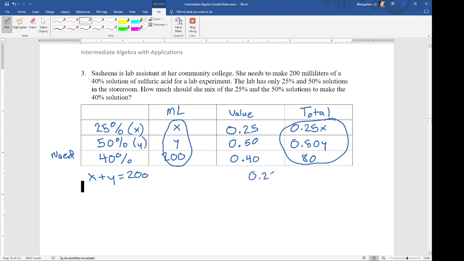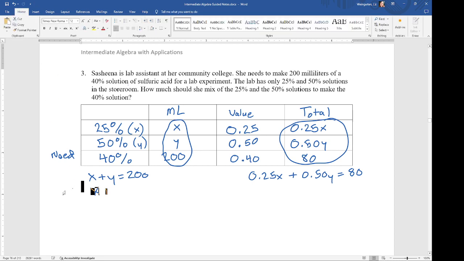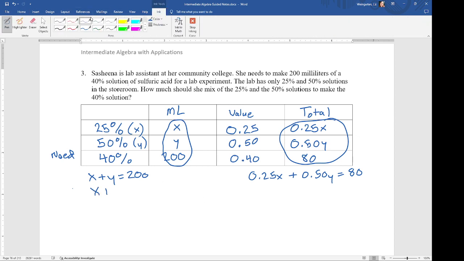0.25x plus 0.50y is equal to 80. I'm going to use substitution. I'm going to solve for x over here. Give me a minute. My computer's acting funky. There we go. Start over here. X equals 200 minus y. So I'm going to substitute this 200 minus y in for x in this equation.